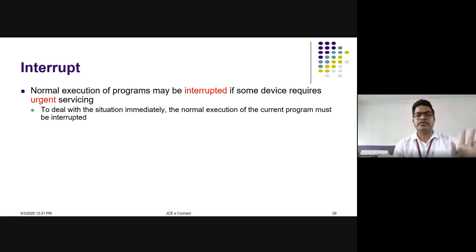So interrupt is what? A normal execution of a program may be interrupted if some device requires urgent servicing. To deal with this situation immediately, the normal execution of the current program must be interrupted. If there is something urgent, you have to stop the normal program, go to that interrupted thing and do that, yes or no, and again you need to come back.